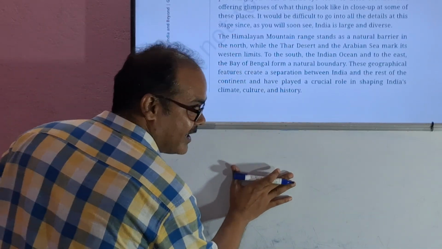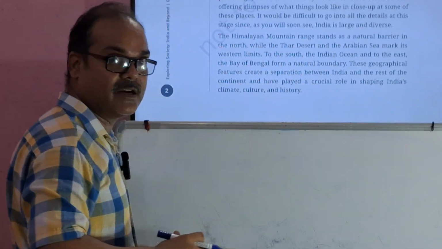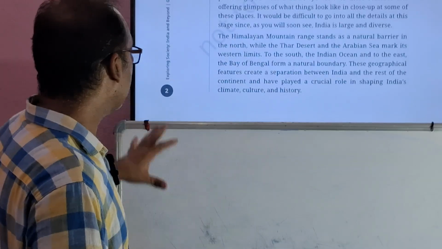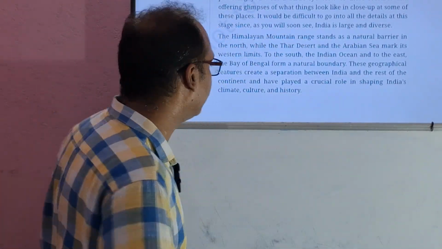So the Himalaya is there in the north. Then we have the Thar Desert on the western side. The Himalayan mountain range stands as a natural barrier, and where is it?